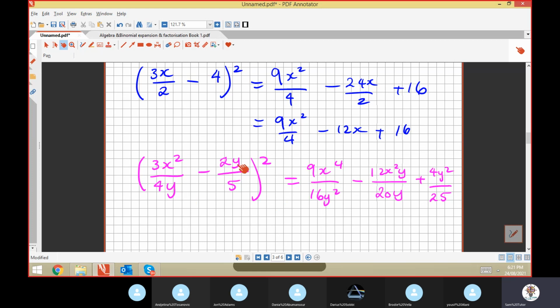So he did 3 times 2 is 6. Times it by 2, he got 12. Then x squared, y, just put them together. Over 4 times 5 is 20y. Done. This is 2 squared, 4y squared over 25. Yeah, perfect. The only thing, obviously, you haven't done yet, but it's fine, is just simplify.